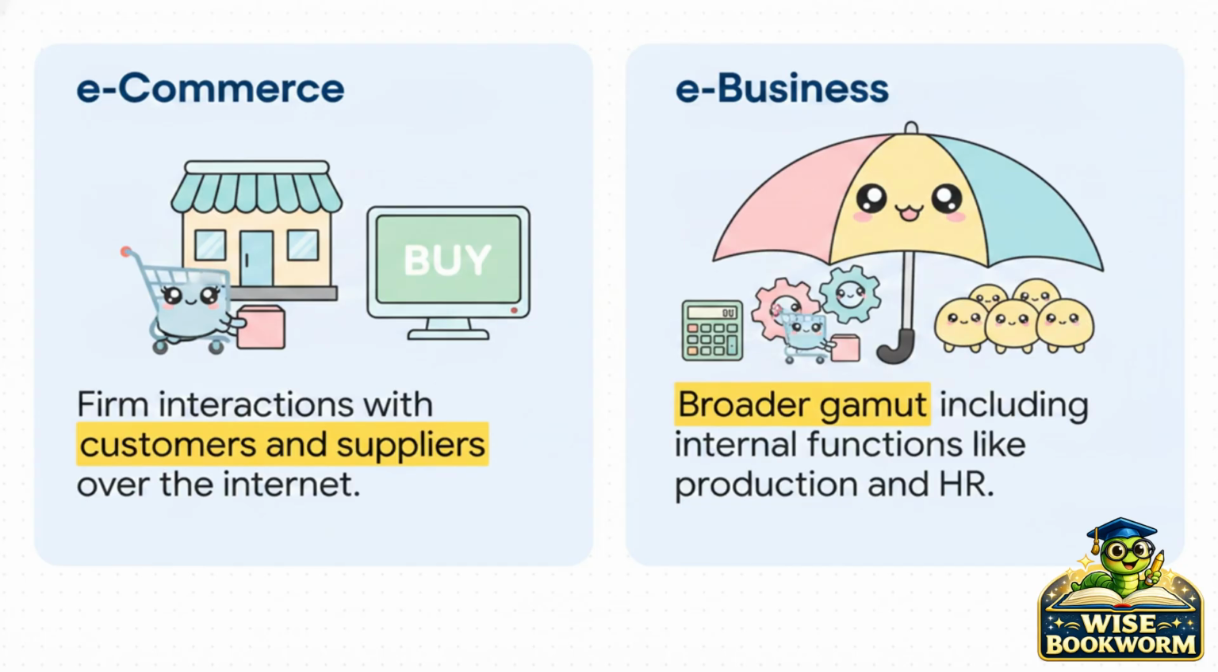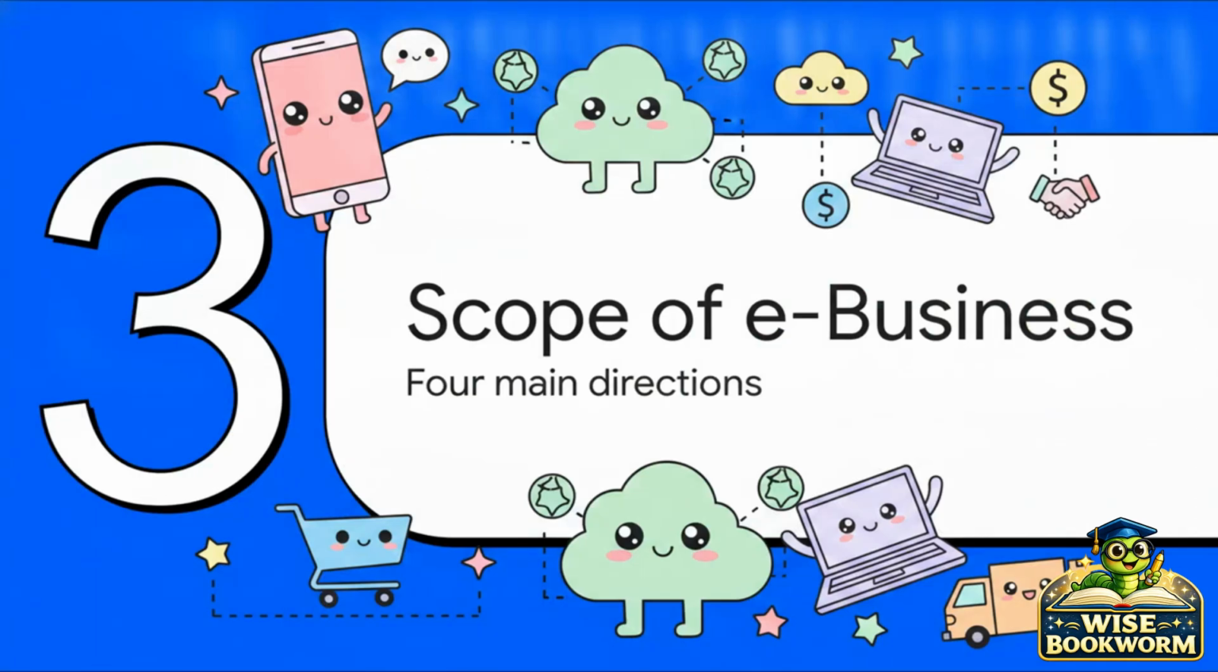It includes e-commerce, sure, but it also wraps in all the internal electronic functions too. We're talking production, inventory management, accounting, human resources, the whole shebang. So, think of e-commerce as the digital storefront and e-business as the entire digitally connected enterprise working tirelessly behind the scenes. Which brings us nicely to Section 3, the scope of e-business.